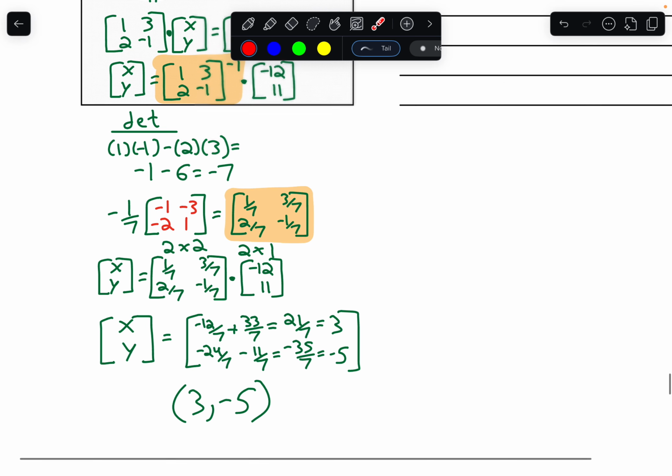Again, would this be your first choice in solving a system of equations? No. But why do we learn these techniques? Because these techniques are scalable. You can apply this logic to a square matrix of any dimensions.